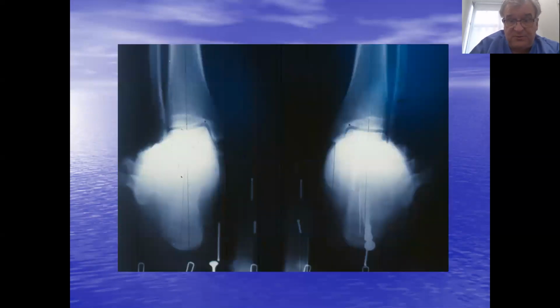And you can see on the next view, this patient has had a calcaneal osteotomy. You can see 2 screws, and you can see that the heel alignment is much more natural now with just a few degrees of natural valgus.